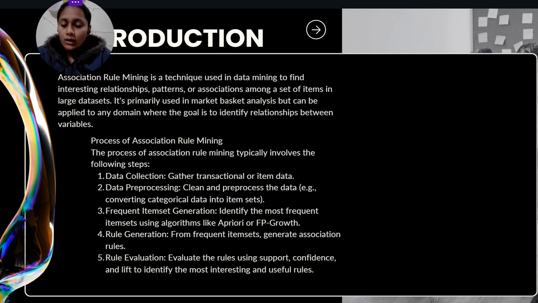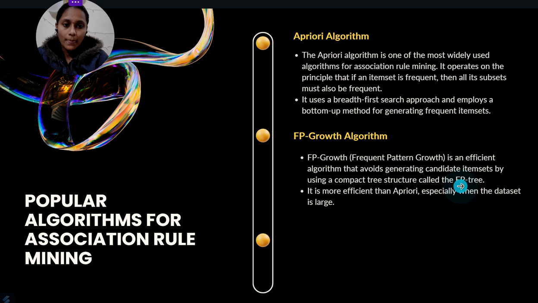relationships between variables. Now, the process of association rule mining is: first, data collection, gather transactional or item data. Second, data preprocessing, clean and preprocess the data. Third is frequent item set generation. Identify the most frequent item sets using algorithms like Apriori or FP growth. Fourth is rule generation. From frequent item sets, generate association rules. Fifth is rule evaluation. Evaluate the rules using support, confidence, and lift to identify the most interesting and useful rules.